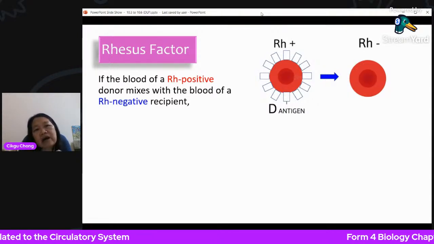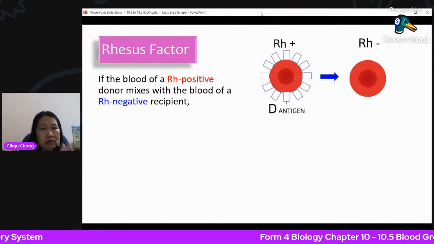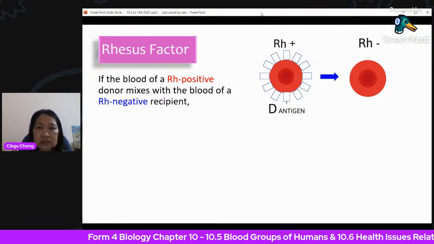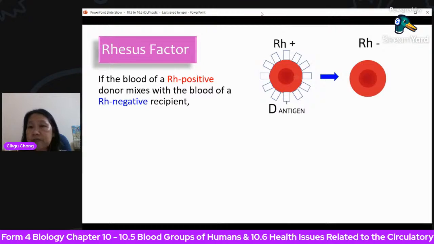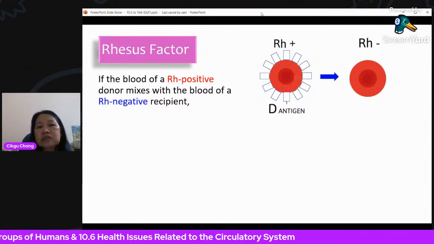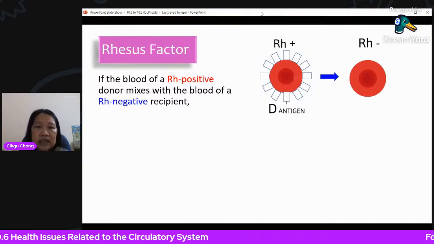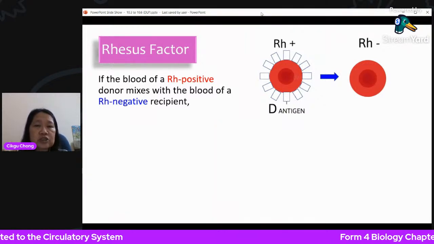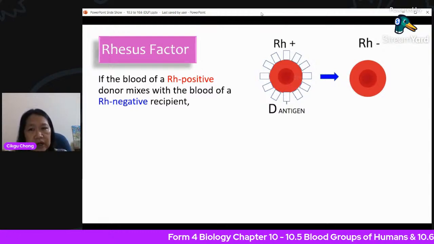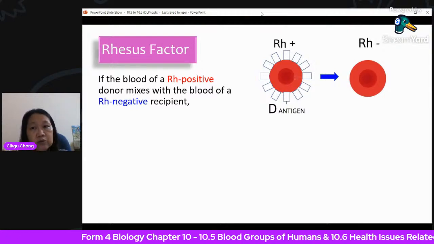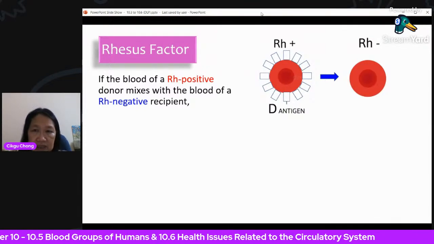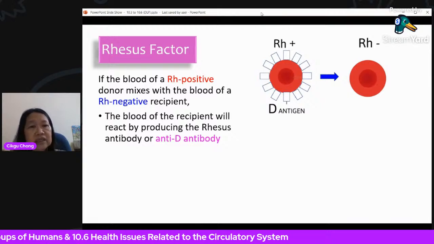If the blood of an Rh-positive donor is given to somebody, and the blood enters a Rhesus-negative patient, a recipient, what will happen? Because the antigen is always able to trigger the production of antibody, when the antigen enters a person who doesn't have this antigen, it will produce antibody. So it can produce anti-D antibody.